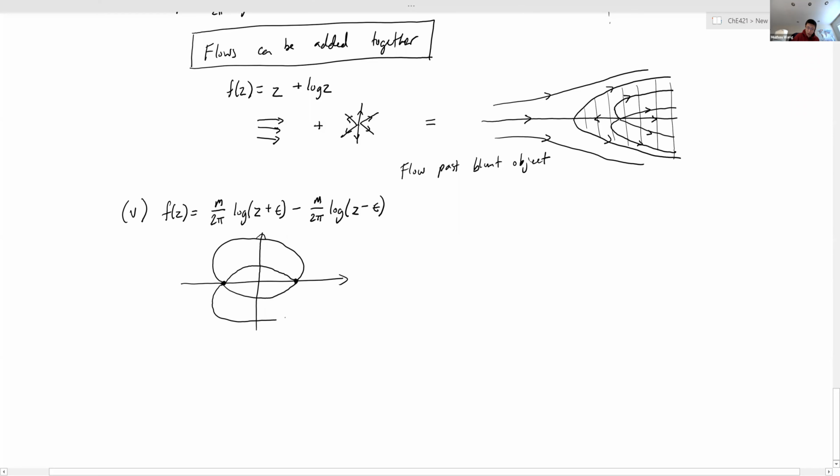It's supposed to look bilaterally symmetric, but I can't draw, right? Because here we have a source at 0, negative epsilon, and here we have a sink at 0, epsilon, right?